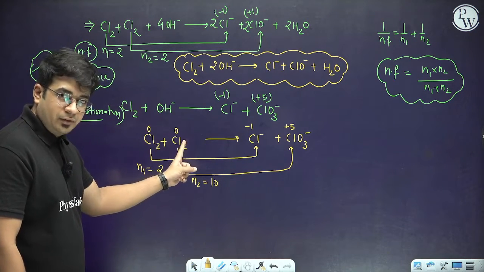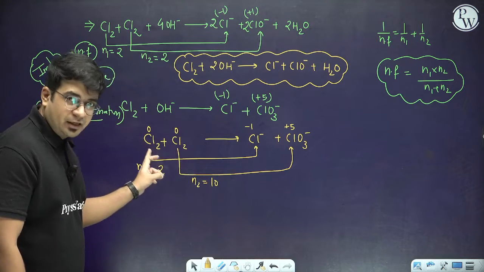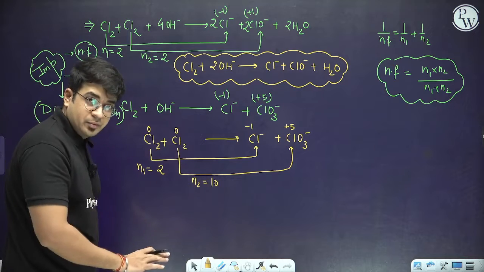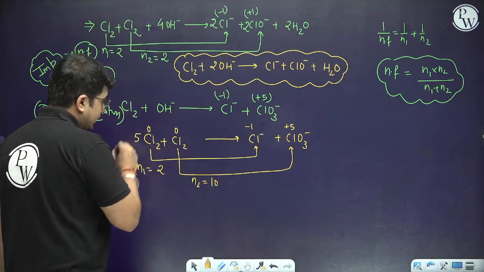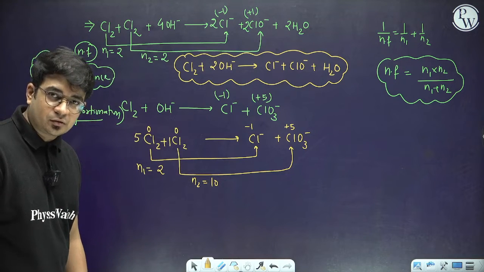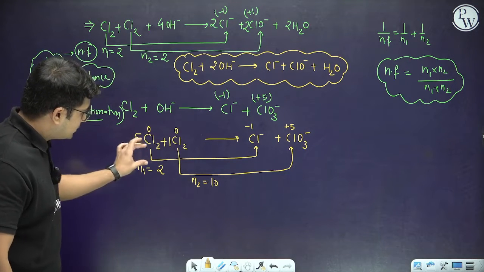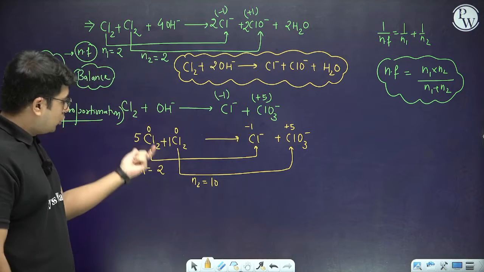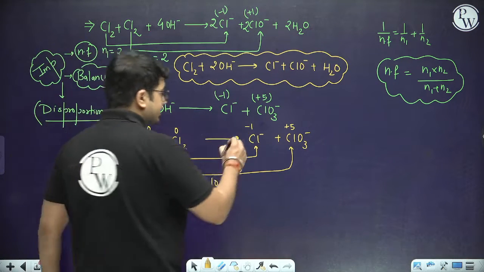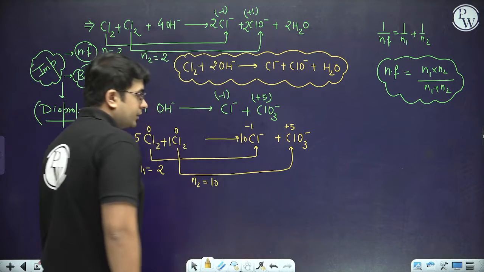Now cross multiply these N factors. I told you that you have to cross multiply. So if 10 is there, the minimum ratio will be 5. So 5 will be here and 1 will be here, cross multiplying both the N factors. Now this part is associated with this reaction, and how many Cl are converting? This particular part is 10 Cl, so that will be 10 Cl negative.